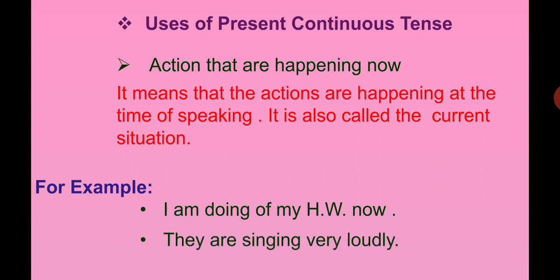Then, they are singing very loudly. Here I am speaking about they, means some people, right? At the time of my speaking they are singing. Their action is continuously going on. So the sentence is in the present continuous tense.